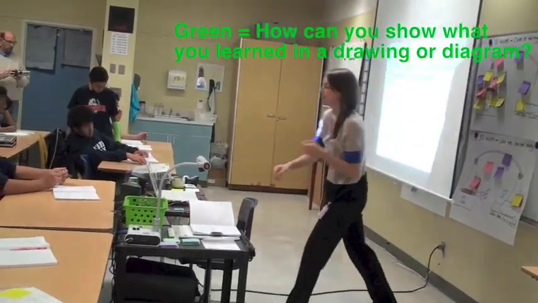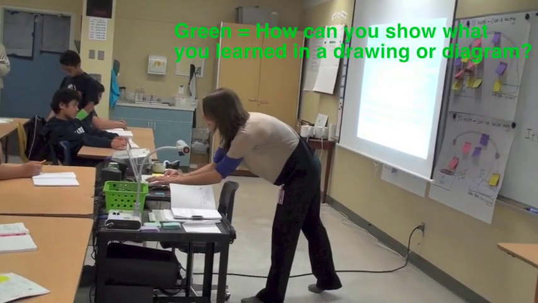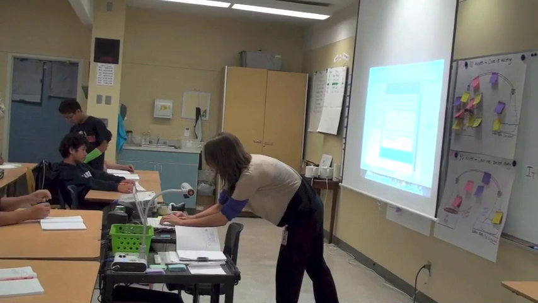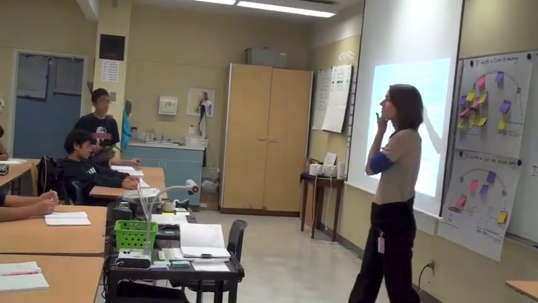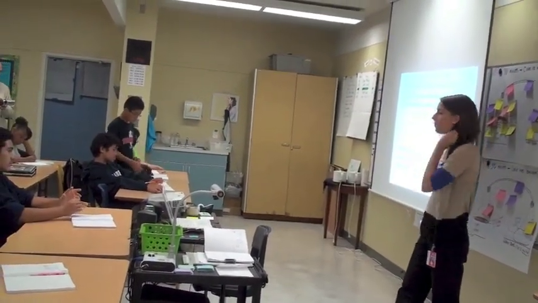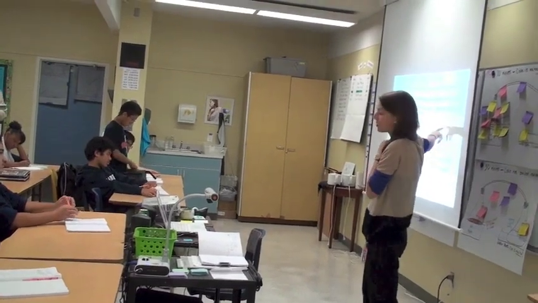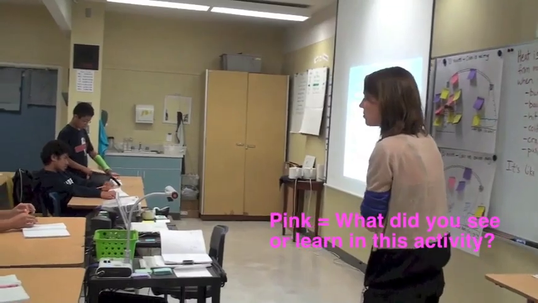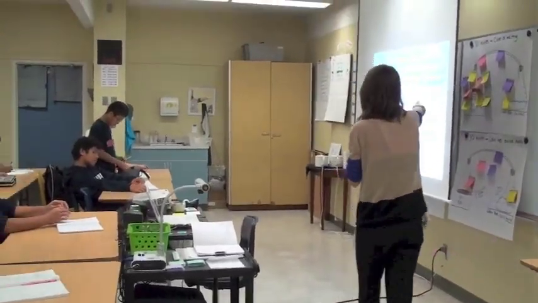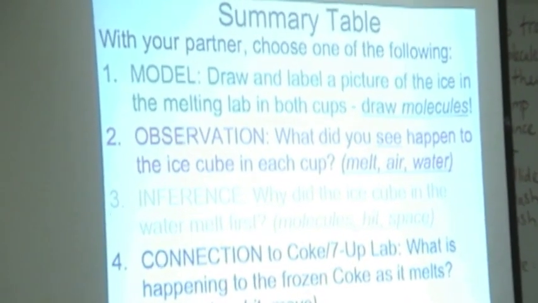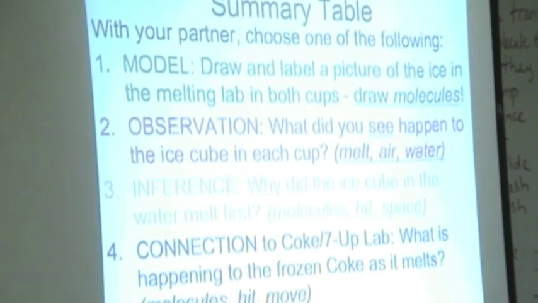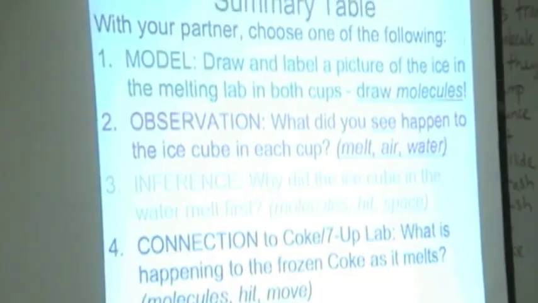Okay. So your green today is going to be drawing and labeling a picture of the ice in the melting lab, in both cups. Okay, so you need to draw molecules, so maybe draw some zoom-ins to show what's happening. If you choose pink, you're just describing what you saw happen to the ice cube in each cup. Here's some words that you might use. If you are choosing a yellow one, you're explaining why the ice cube in the water melted first.